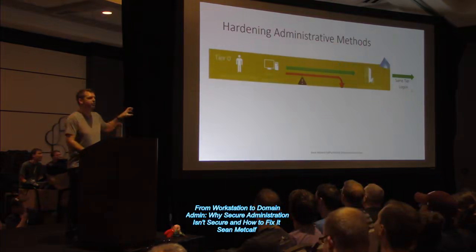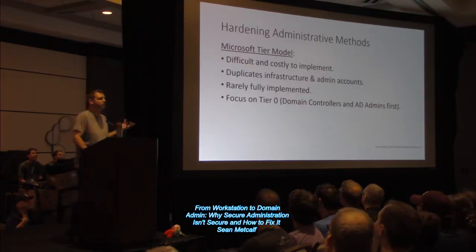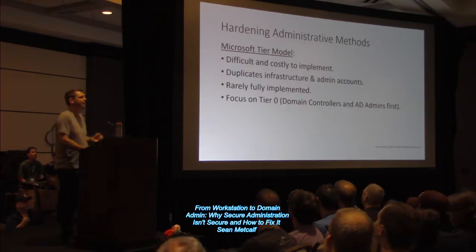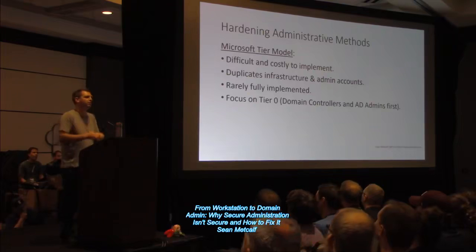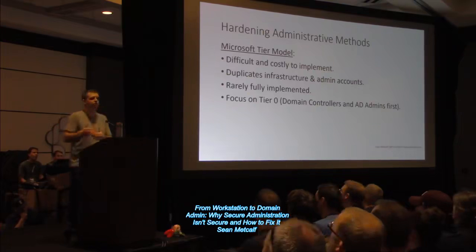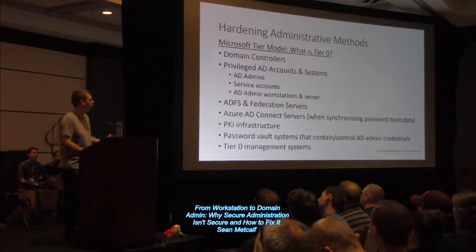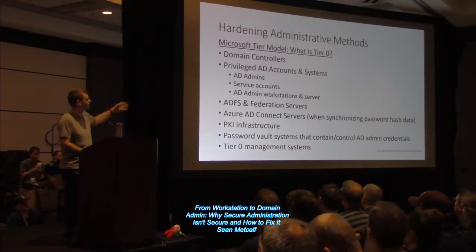So let's simplify it. Let's start with the part that really matters, our tier 0, our domain controllers, our domain admins. It's difficult to implement this. It's costly. People don't want to. It's okay to do part of it. It's okay to get some of this done because everything we do makes it harder for the attacker to do what they're doing. We want to implement tripwires. We want to make it hardened and more secure.